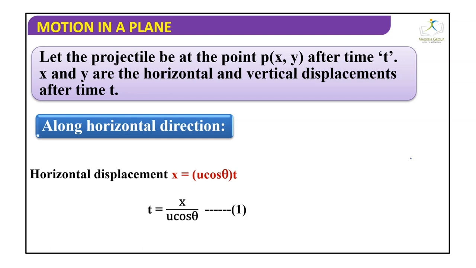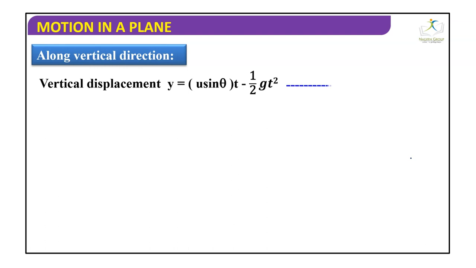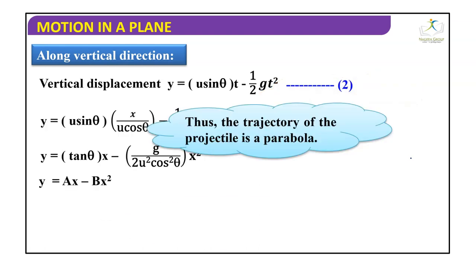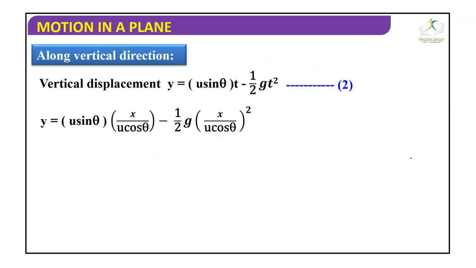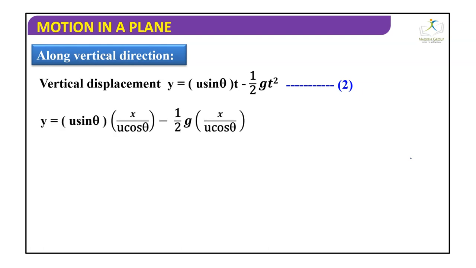So t is equal to x by u cos theta. Along the vertical direction, the displacement y is equal to u sin theta t minus half g t square. So what we are going to do is substitute all these values here. After substitution, y is equal to u sin theta, and in the place of t, the value we know is x by u cos theta.